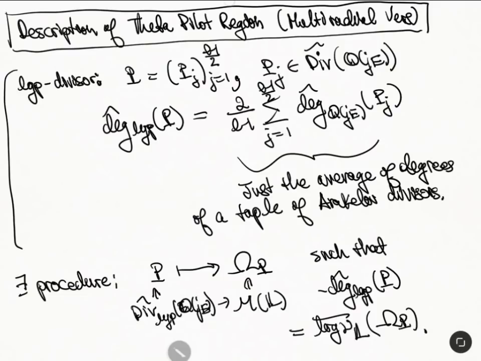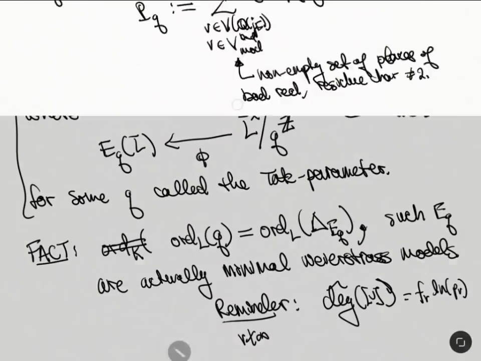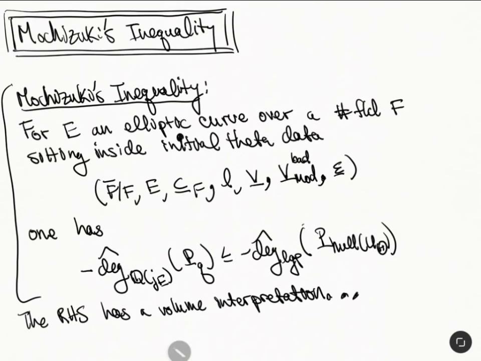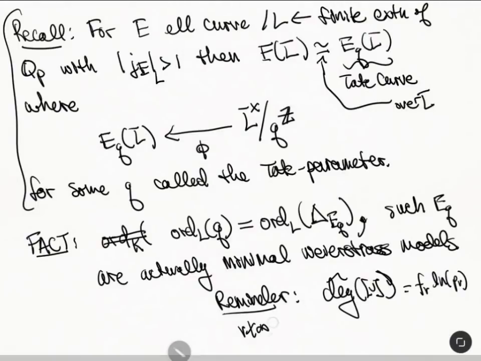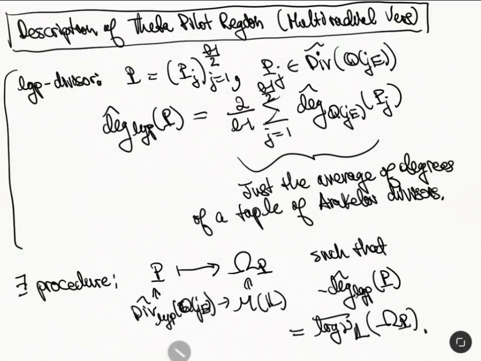All right, so let's go back. So what are we doing? We're defining both of these objects on either side. Okay, I just said that there's a procedure for switching between one and the other. Okay, and so now what is the multiradial region? So let's say theta pilot region.